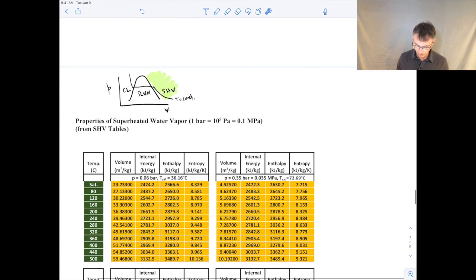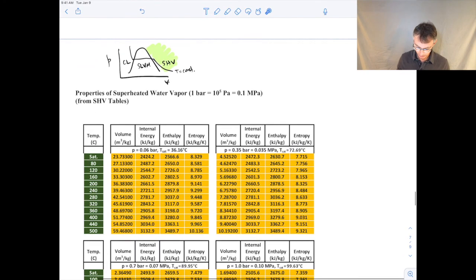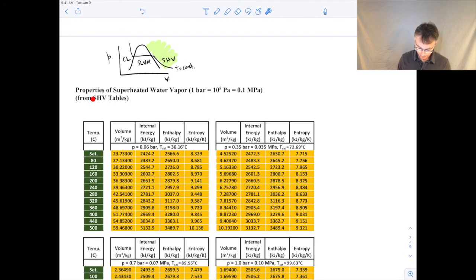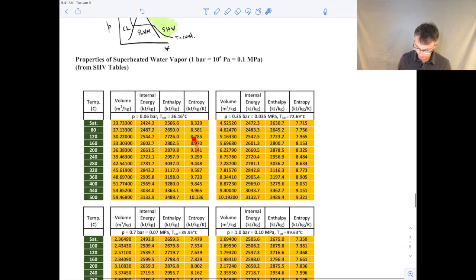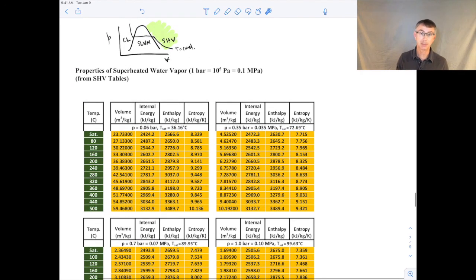Okay, so to find the properties in the superheated vapor region, what we do is we look up the temperature. So we have a temperature here, and then each table here is at a different pressure. You can see the pressure varies for each table. So you have to figure out what pressure and temperature you're interested in, and then come in and you can find the rest of the properties from that.